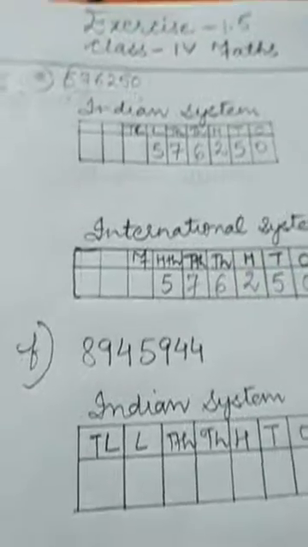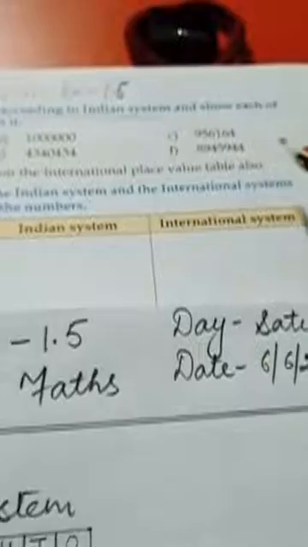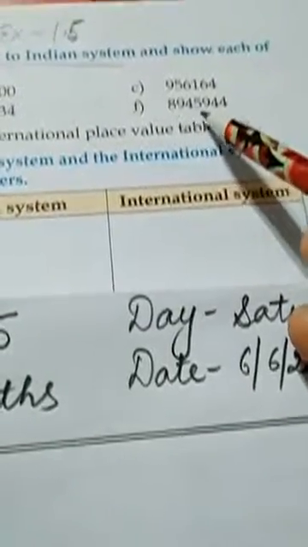Now we will do the F part of the same sum. What is the statement in the F part? 8945944. We will show this number according to the Indian system and the international system. Firstly, we will make the table according to the Indian system of numbers: ones, tens, hundreds, thousands, ten thousands, lakh, ten lakh. Now we will write the digits according to the places. Here is 4, here is 4, then 9, then 5, then 4, then 9, then 8.